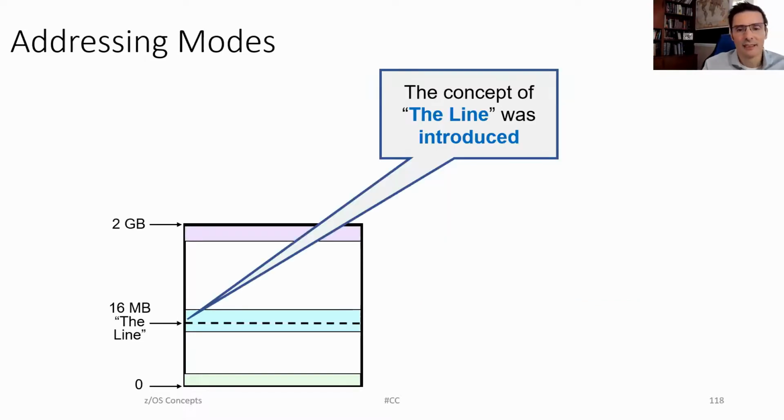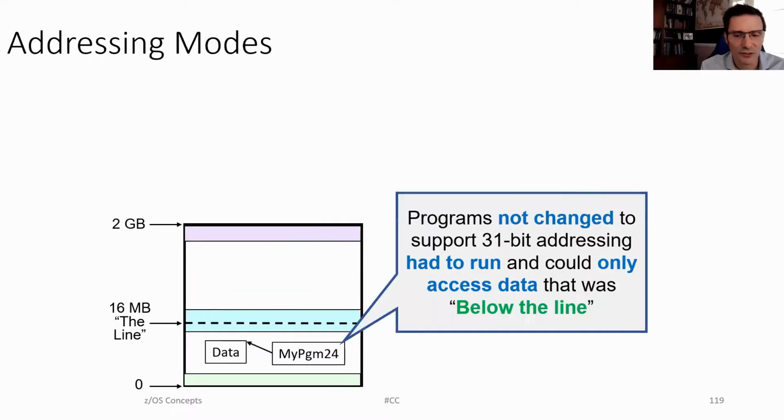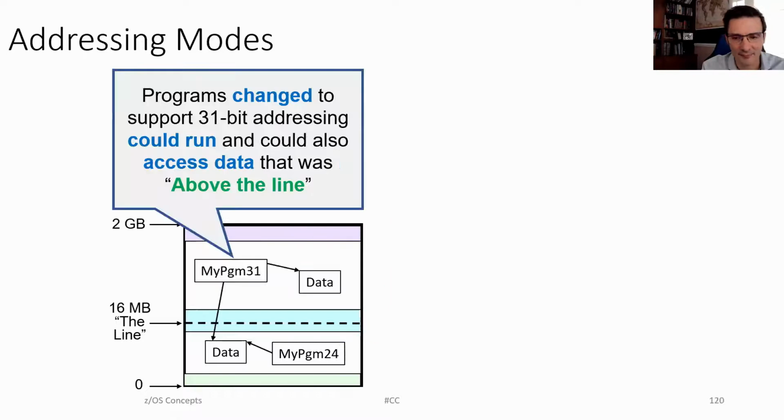So the concept of the line was introduced. You hear this concept of the line. The line was at the 16 megabyte boundary. So what does that mean? Programs that were not changed to support 31-bit addressing had to run and could only access data that was below the line. Okay, so that was that concept.